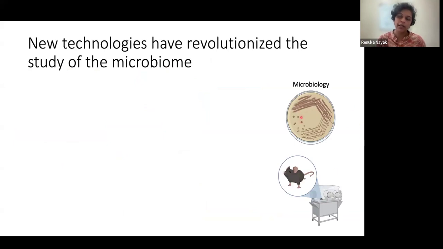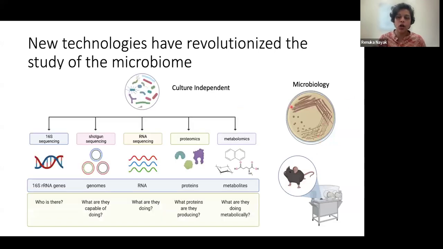It used to be that we could only study microbes if we could grow them up on a petri dish. And then once we grew them up on a petri dish, we could study them in vitro, or we could look at host microbiome interactions by colonizing germ-free animals with these microbes. And it turns out that we were not very good at colonizing or growing or culturing many different organisms.